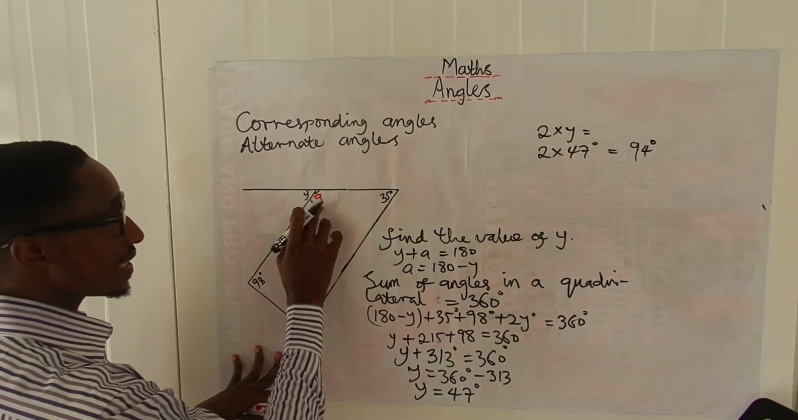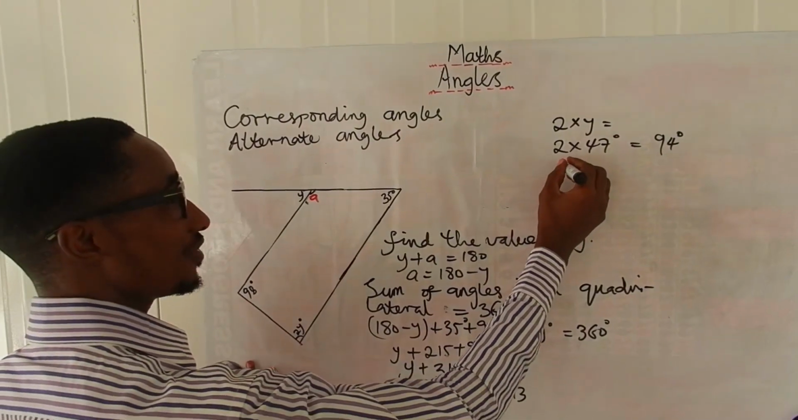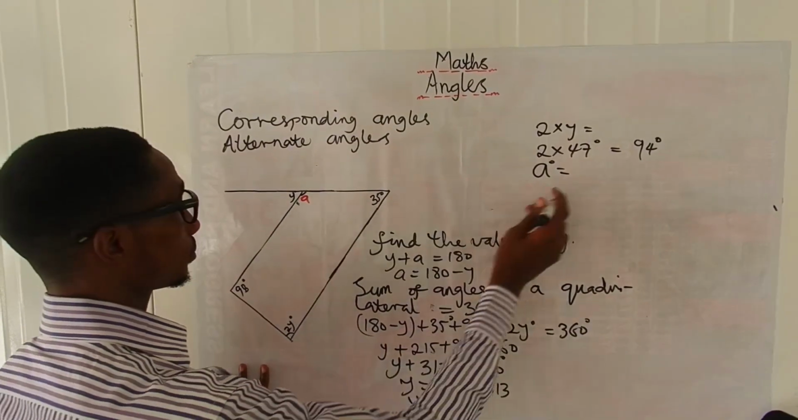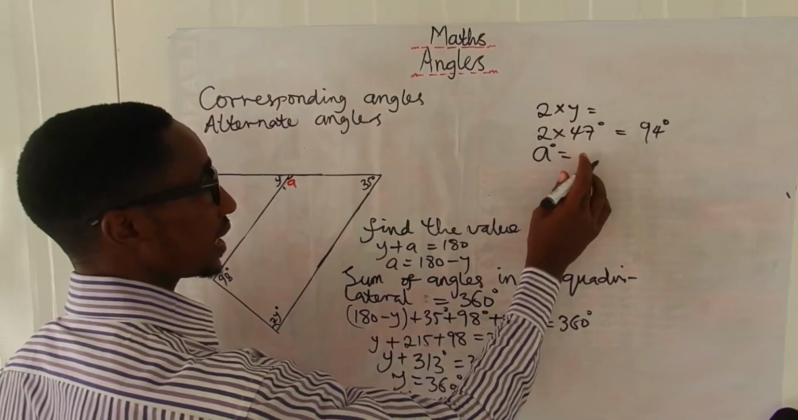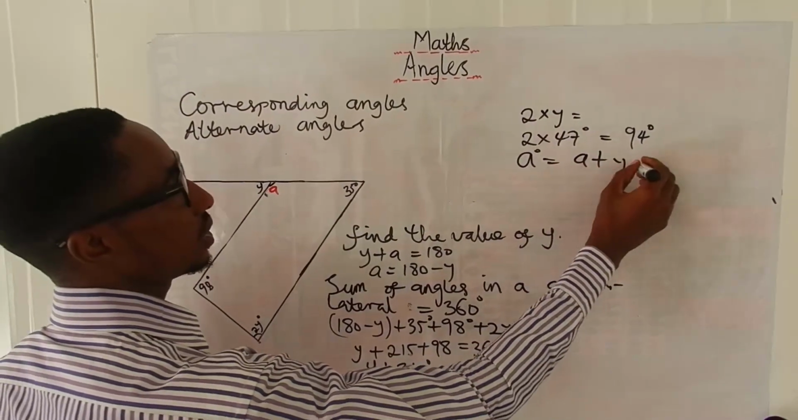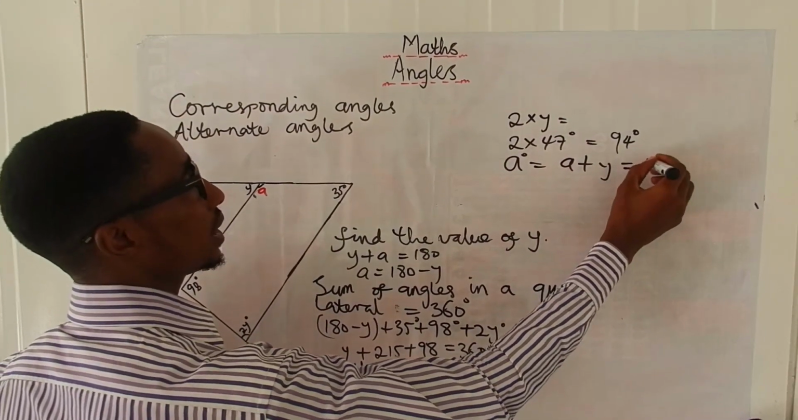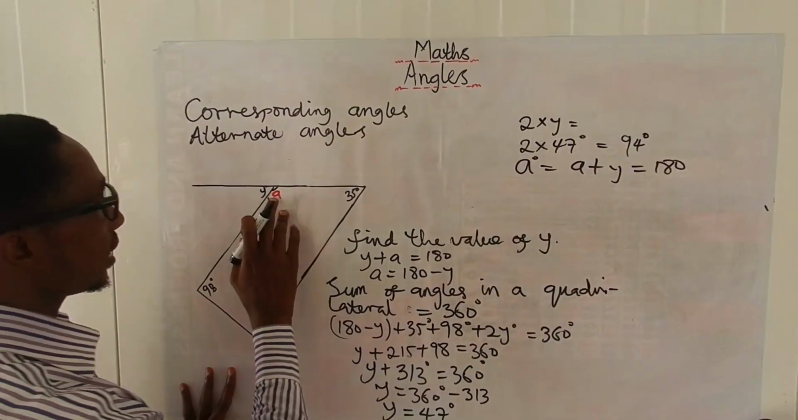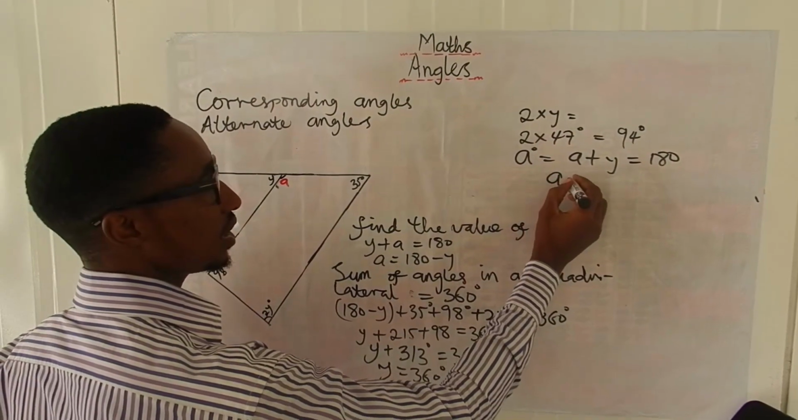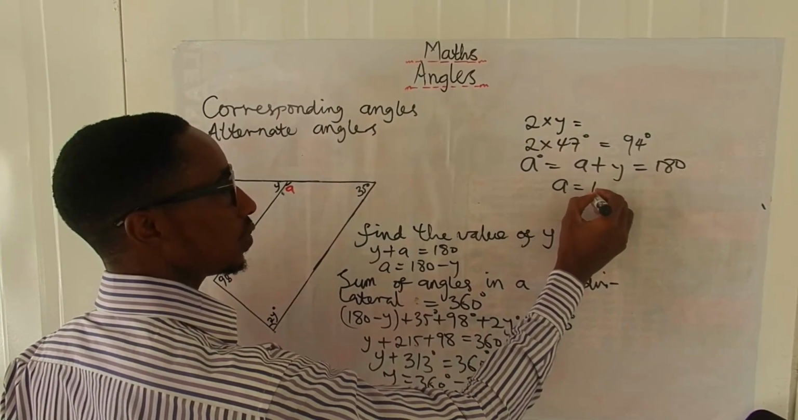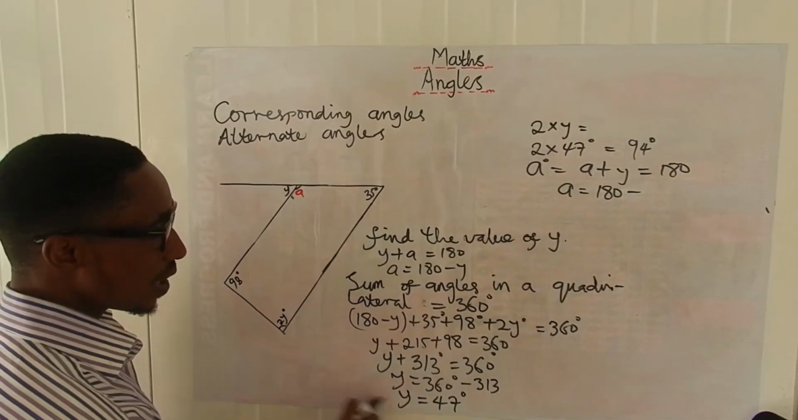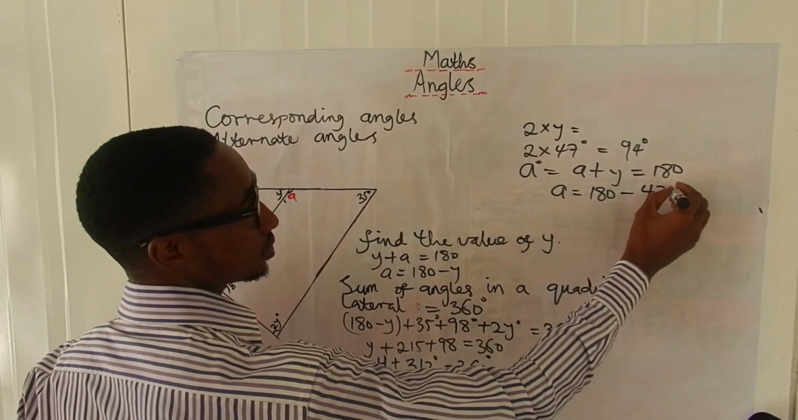Don't forget here is A. What is the value of A degrees? You must solve for that. So A plus y equals 180. I'm going in a straight line. Okay? This plus this equals 180. So I have A equals 180 minus y. Okay? What is y? Y is 47 degrees.